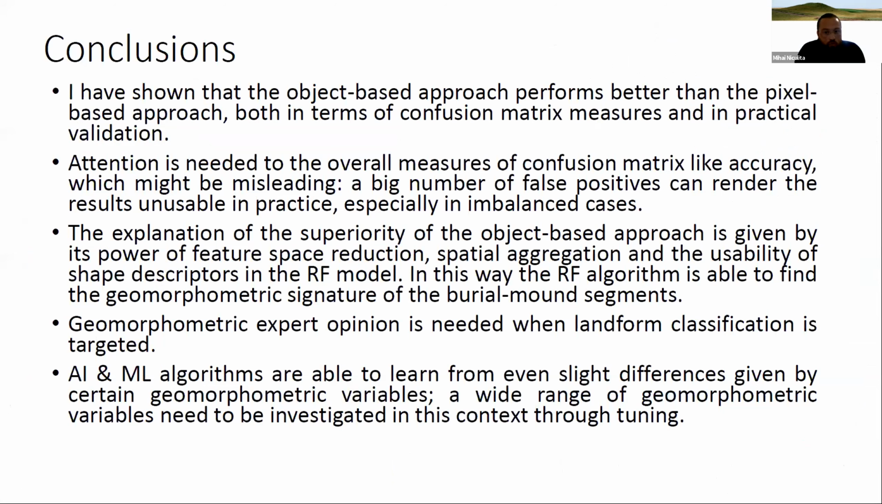Attention is needed with the confusion matrix accuracy, which can be misleading. Big numbers of false positives can create a lot of problems. So in our view, geomorphometric expert opinion is needed when such landform classification is targeted, and the machine learning algorithms are very good at doing the job, but you have to choose the right variables.